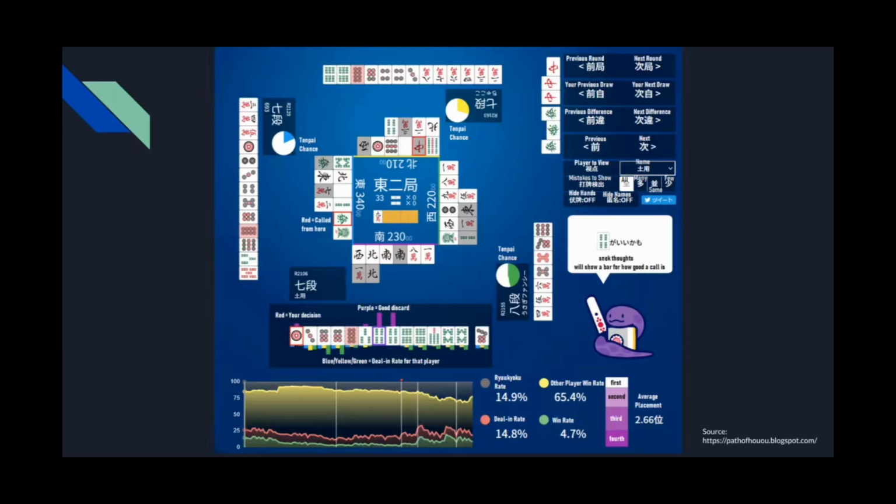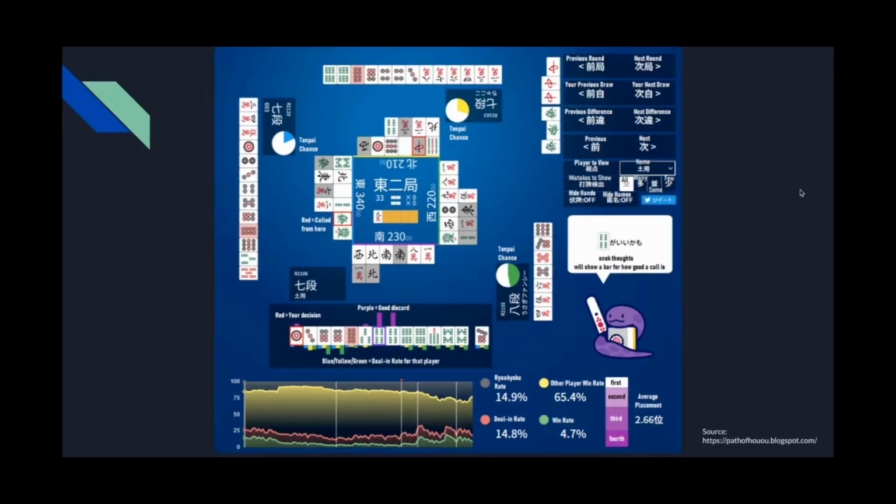Which I believe is different from Mortal. I think Mortal only will review from one player's perspective. Then there's more settings about how many mistakes to show on the bar, which I'll get to on the bottom. But yeah, you can play around with the settings.